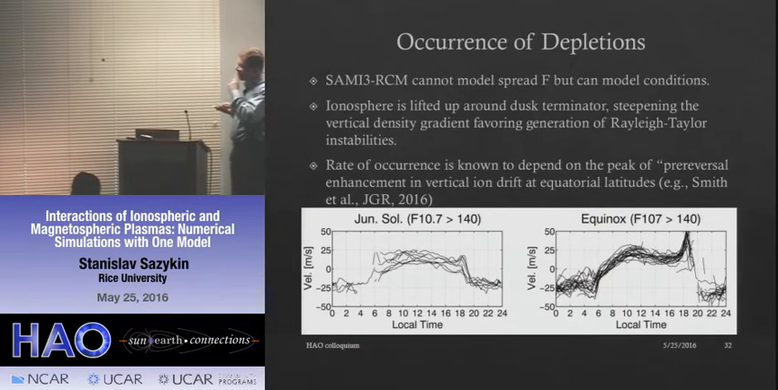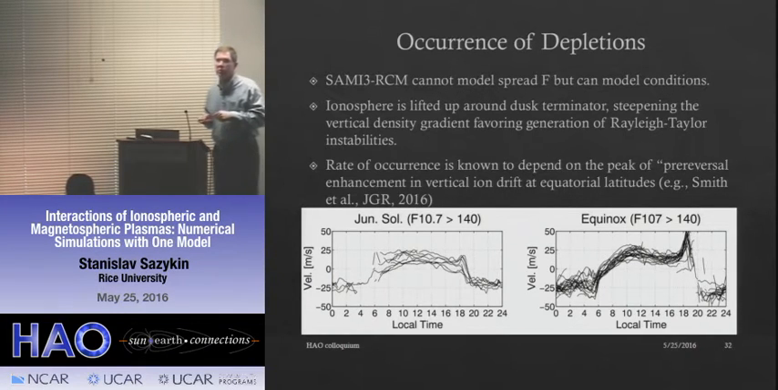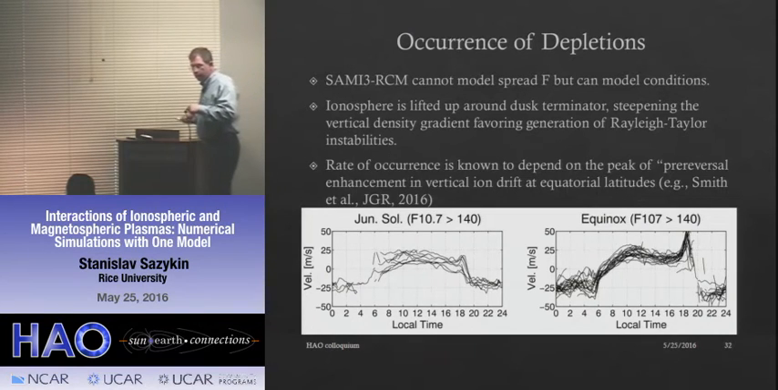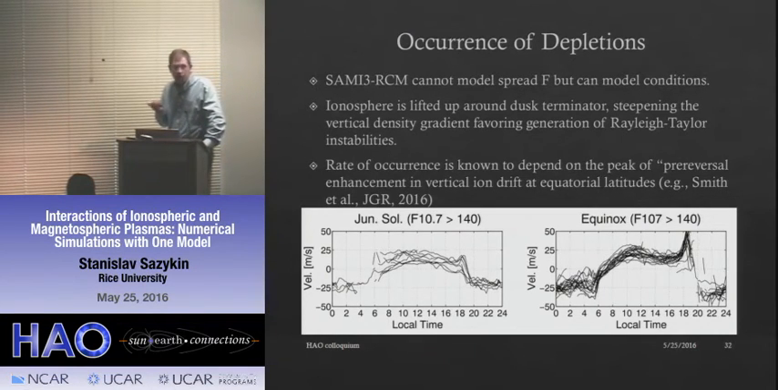But the bottom line is the vertical drift, during the day it's up. Then when you come to the dusk terminator, you have this pre-reversal enhancement. The ionosphere goes up, and then it comes down, and then it's downward during the night until morning. But at equinoxes, you get that peak. At June solstice, you don't. Okay, so this is June solstice. That's very small. It is known that the rate of occurrence of spread F is significantly higher during equinox, measurably, than during June solstice.